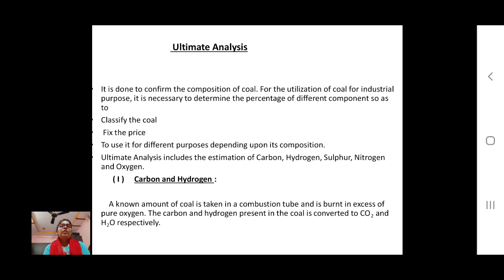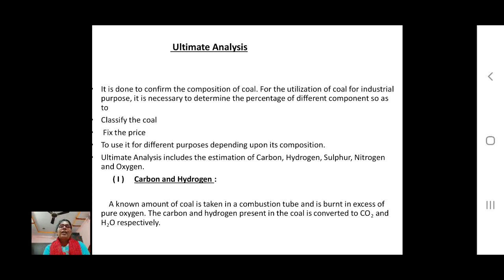It is done to confirm the composition of coal, and this is required for the utilization of coal for different industrial purposes. It is necessary to determine the percentage of different components so as to classify the coal in different categories, to fix the price, and to use it for different purposes depending upon its composition.